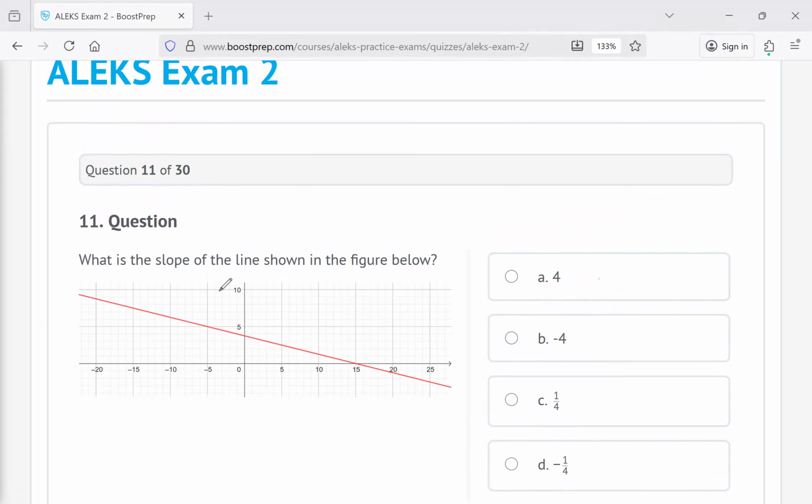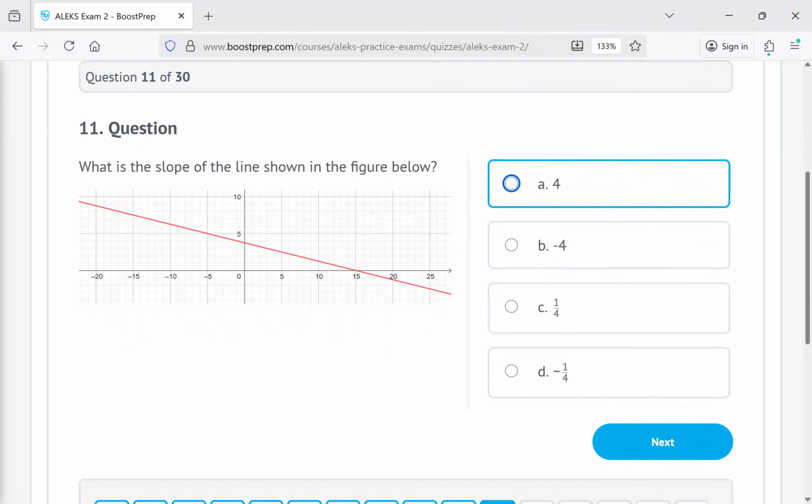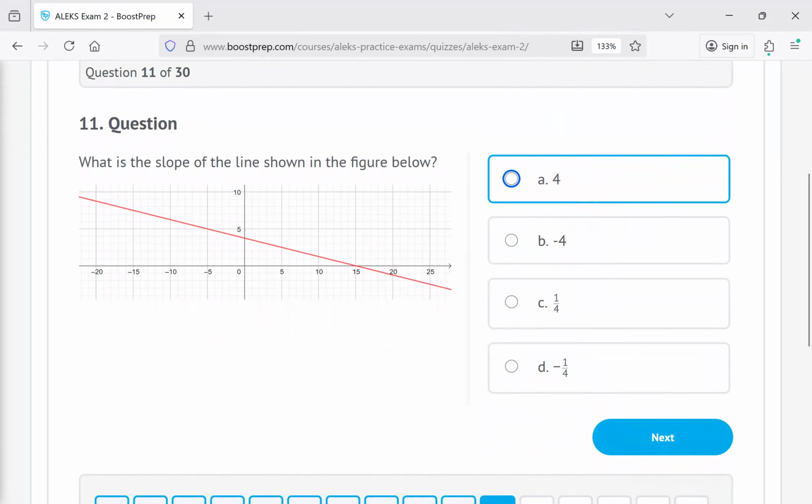Okay, second one, what is the slope of the line? What I would do is not just eyeball and figure out how much rise and how much run. What I would do is pick two random points and use the slope formula. So I need two exact points. I see an exact point right here, and that point is negative 5 comma 5. And I also see another exact point at this point, so that's 15 comma 0, right?